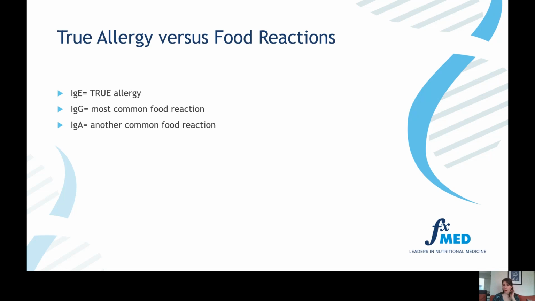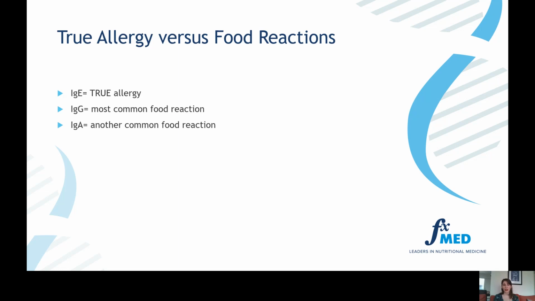So really important here to make the differentiation between what is a true allergy and what are food reactions. So you will often hear people saying, I'm sure, that they've got an allergy to milk or an allergy to gluten. And those things could be true, but they might also be having a reaction. So we'll just explore that a little bit. So Ig stands for immunoglobulin. That is a substance made by the immune system. And there are many different types of immunoglobulins, and we are going to explore some of the common ones.